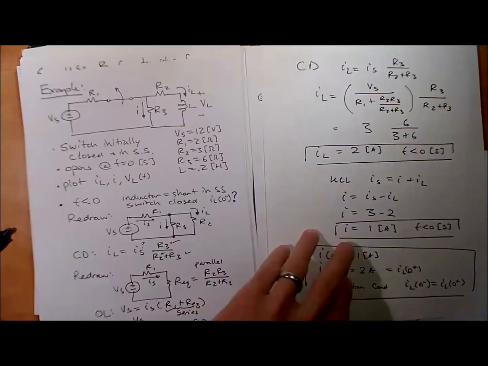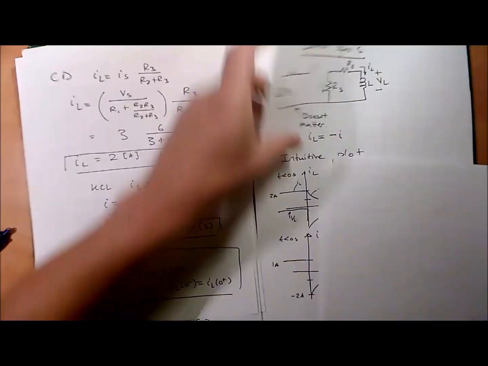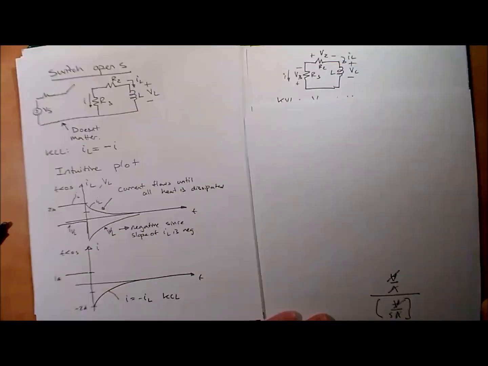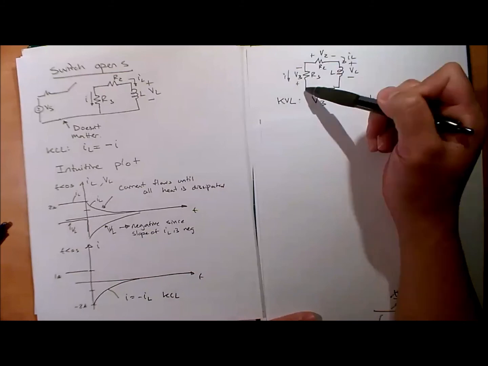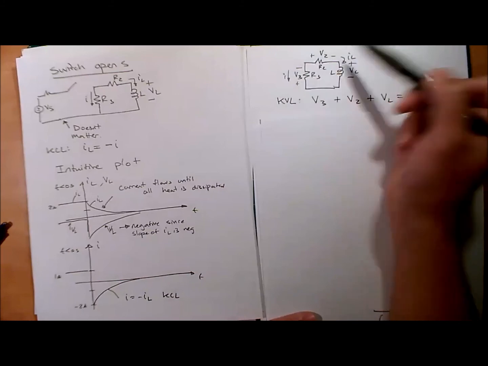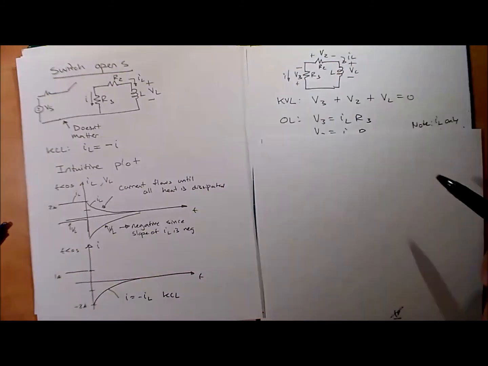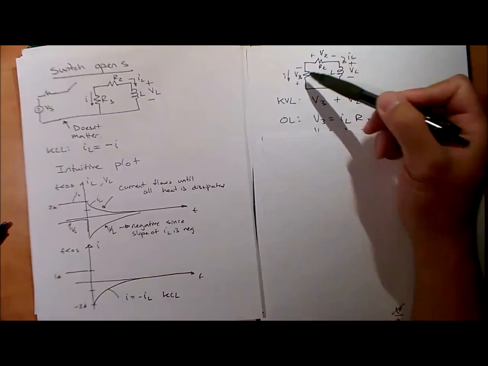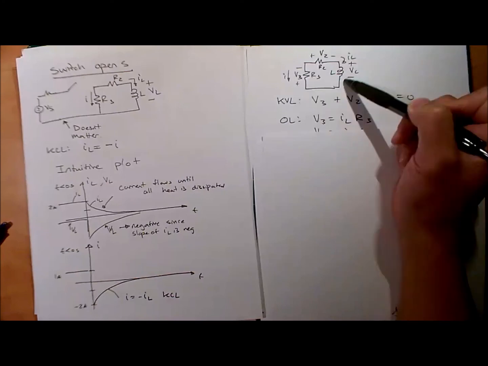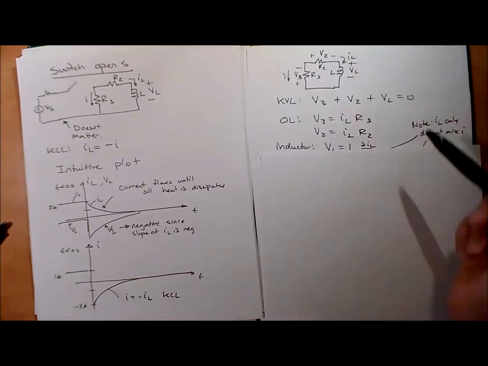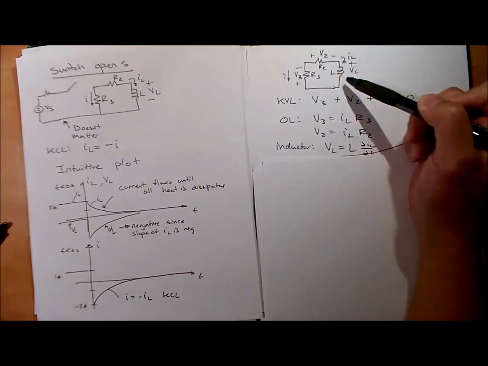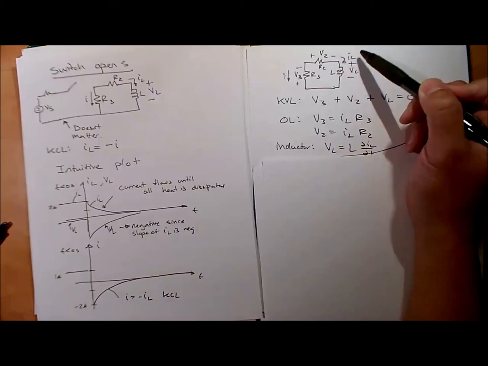Okay, let's do that. So KVL, what do we do? We can apply some dummy variables: plus V3, plus V2, plus VL equals 0. Ohm's law, V3 equals ILR3, good. V2 equals ILR2, good. And our inductor VL equals L dIL/dt, good.